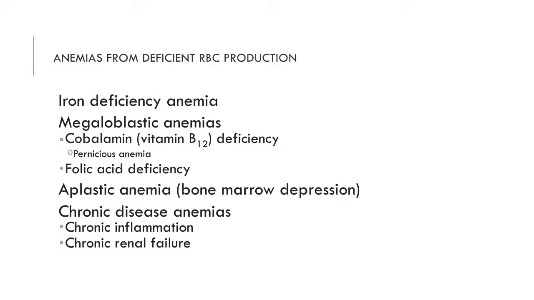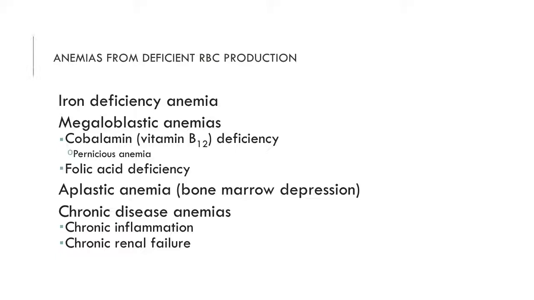So I'm also not going to spend a lot of time talking about the different anemias from deficient red blood cell production. Obviously, iron deficiency anemia, we need to have more iron in the diet, and that's going to allow for production, erythropoiesis, to happen and the heme to form that's causing the deficiency.